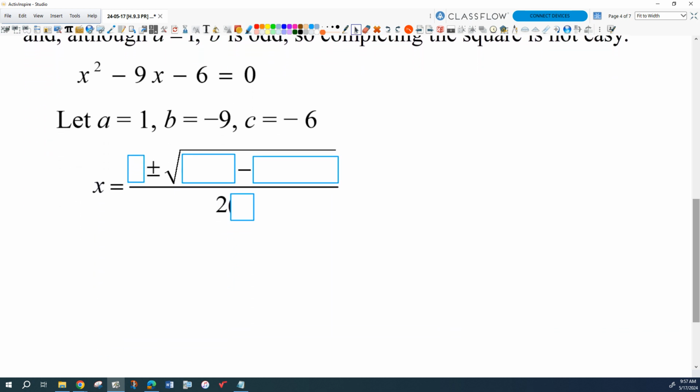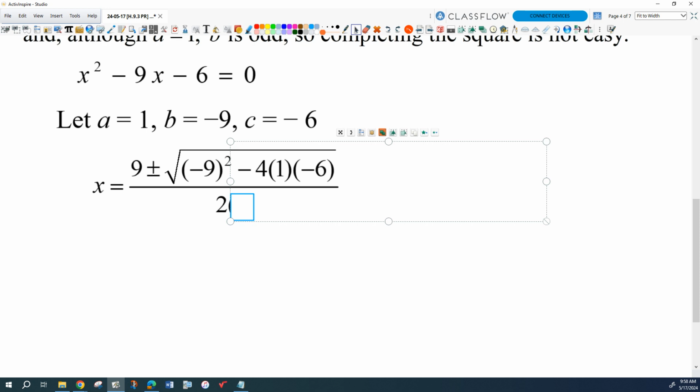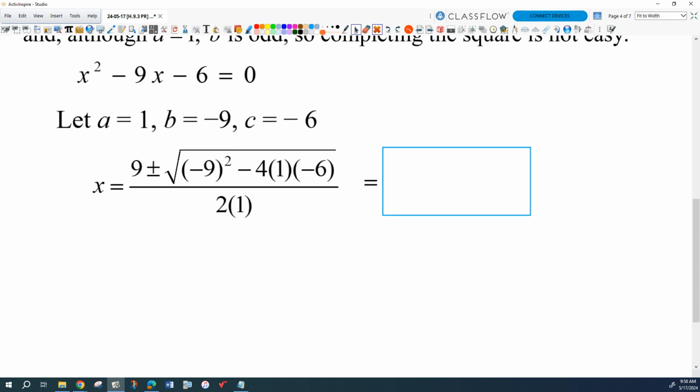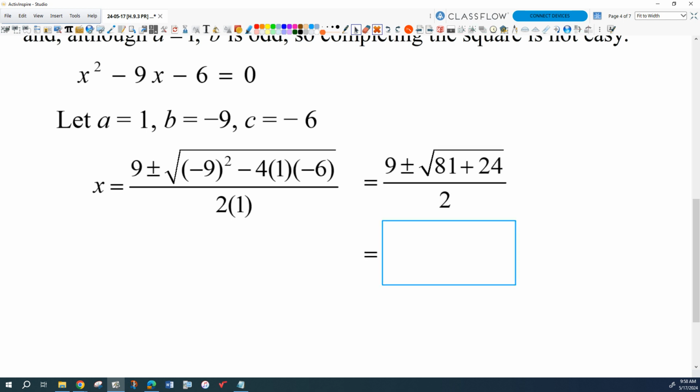Okay. And then what do we get in our quadratic formula? What goes there? 9. Plus or minus what's that? Negative 9 quantity squared, which is what? 81. There you go. Minus 4 times 1 times negative 6, divided by 2a. There you go. So if we combine all that, we're getting 81 plus 24, right?